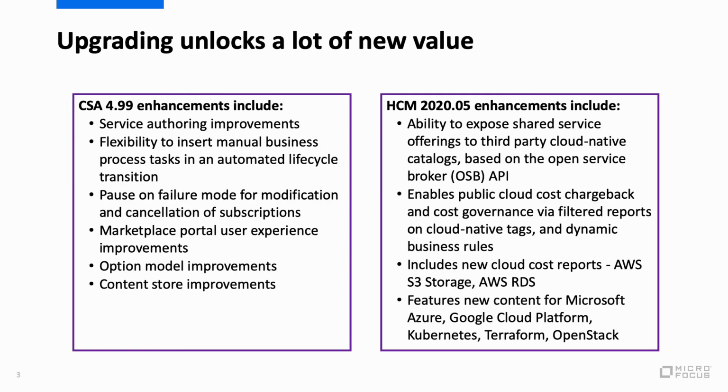Now, we didn't just create a version of each where we simply removed Flash. No, both CSA 4.99 and HCM 2020.05 come with a boatload of new features that you're going to benefit from when you upgrade. You can see them here on the slide. We don't have time to drill into them in detail, but in the lookbook that you use to navigate to this presentation, we have included links to the product pages where each of these new features is explained.